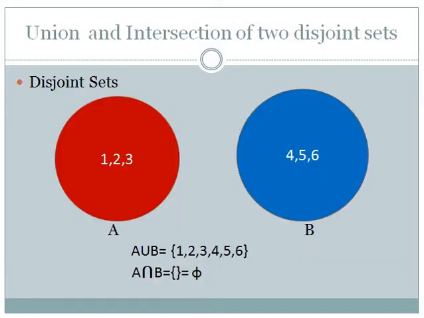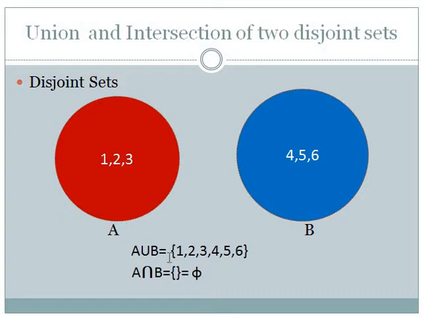Next, union and intersection of two disjoint sets. How do we represent disjoint sets? You have to draw the two circles separately because there is no common element between them. A represents only the members 1, 2 and 3, and B represents only the members 4, 5 and 6. So there is no common element between A and B, and you have to draw two separate circles.